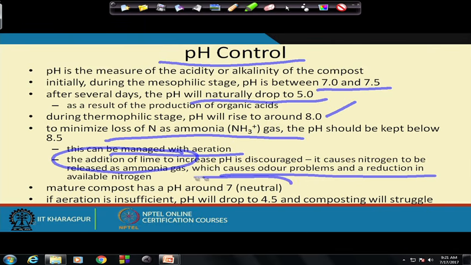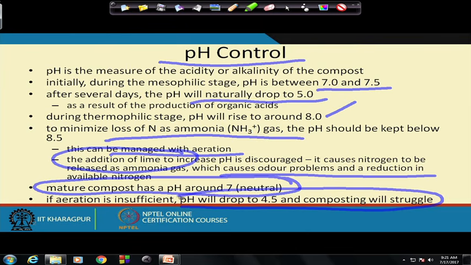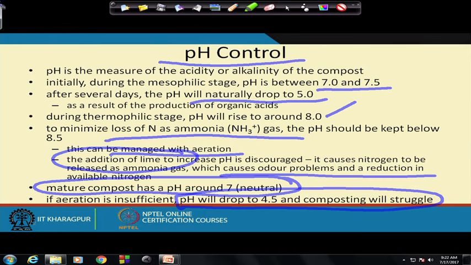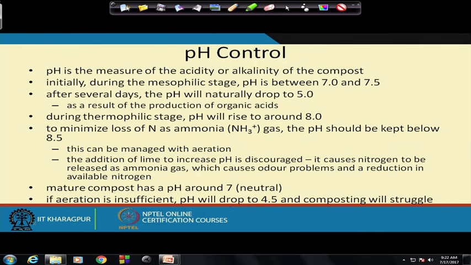Once the composting is done and the reaction has taken place, the compost has a pH of around 7. But if you don't have a proper air supply and an anaerobic system develops, your pH may drop to 4.5, and then your compost system will struggle. It's not easy to keep it working, so you may sometimes have to restart the whole composting process. You don't want that to happen, so you don't let pH go below 4.5 in a compost system.